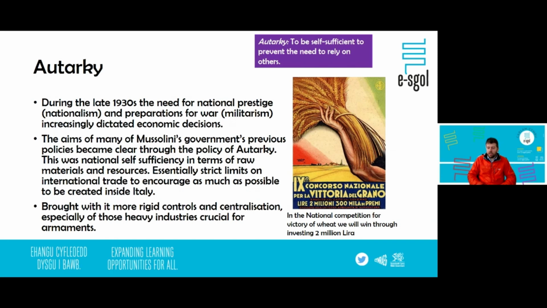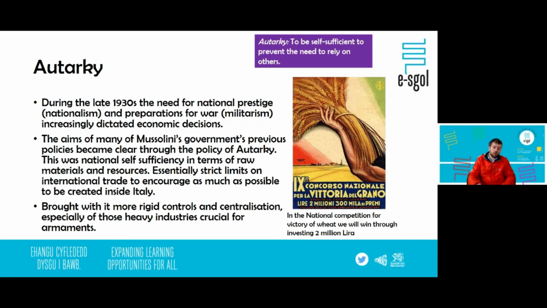And all of this was about achieving autarky, being self-sufficient to prevent the need to rely on others. So in the late 1930s, that need for national prestige, for nationalism, and preparations for war, militarism, increasingly dictated economic decisions. The aims of many of Mussolini's government's previous policies became clear through that policy of autarky. It was national self-sufficiency in terms of raw materials and resources, hence the battle for grain, hence the battle for land. And what it did is it posed strict limits on international trade to encourage as much as possible to be created inside Italy itself.